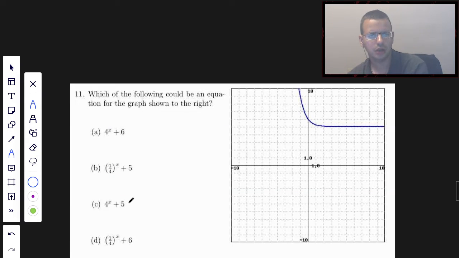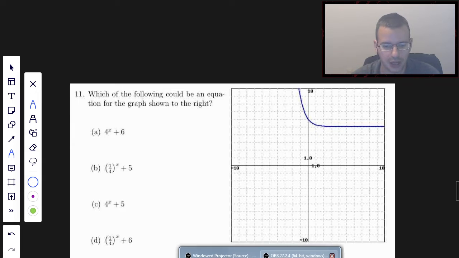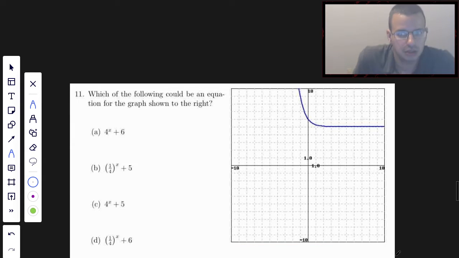Which of the following could be an equation for the graph shown to our right? All right, so there's a couple ways of going about this. One is we just look at it and say, oh, this graph looks like this with these transformations, and smart. But I'm not that clever.